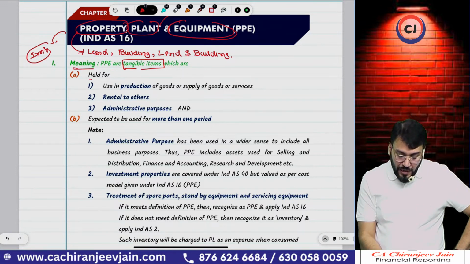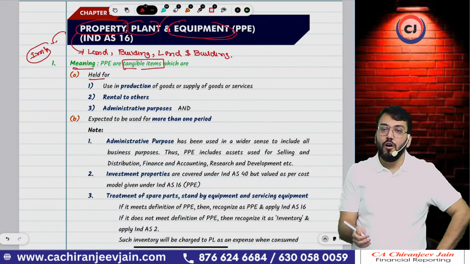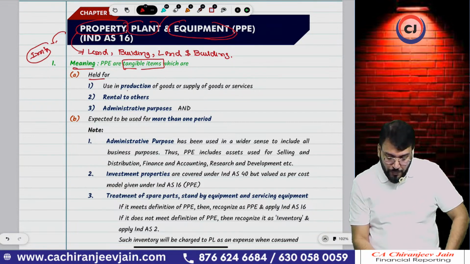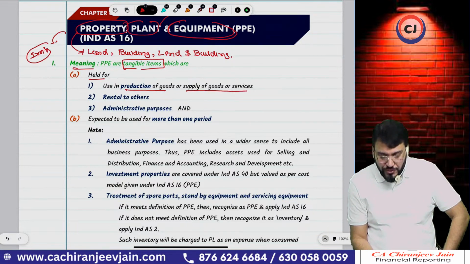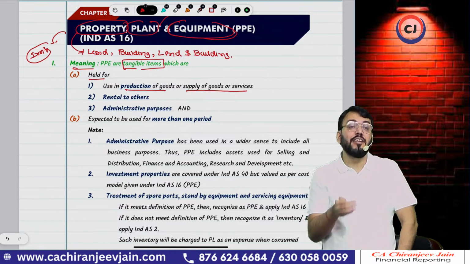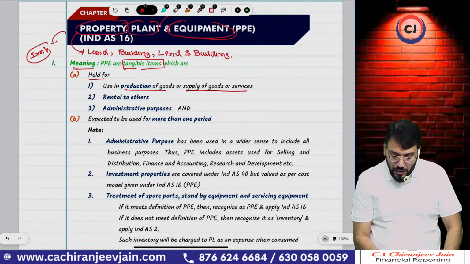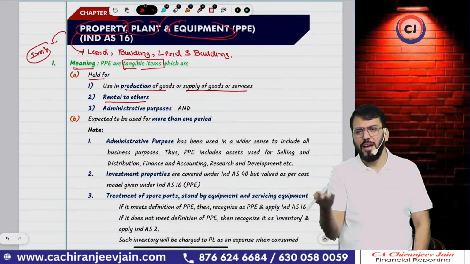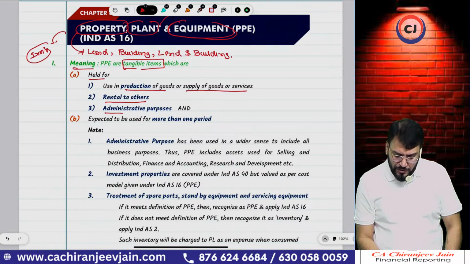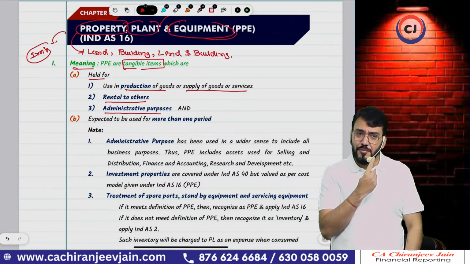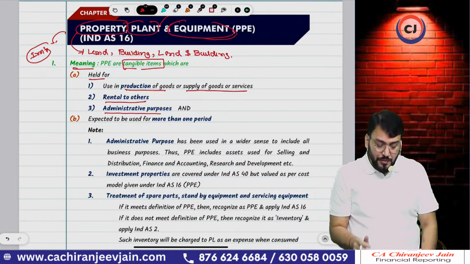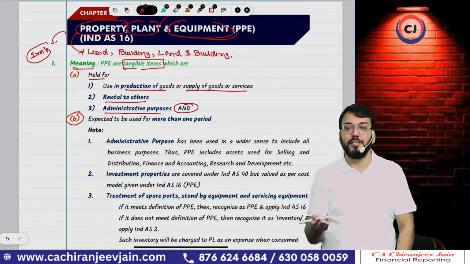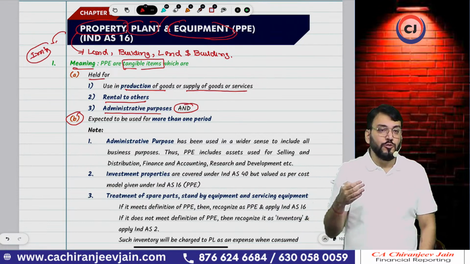First condition, are held for use in production of goods or supply of goods or services, or for rental to others, meaning it is given on rent to others, or for administrative purposes. Admin purpose means office purpose or whatever. Nothing to explain, simple. And second condition, which are expected to be used for more than one period. One period means accounting period.